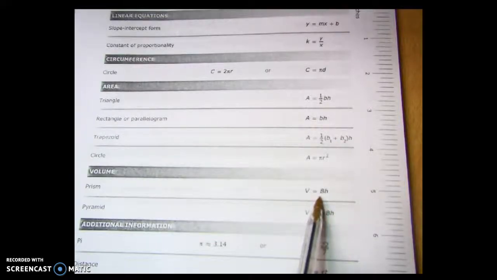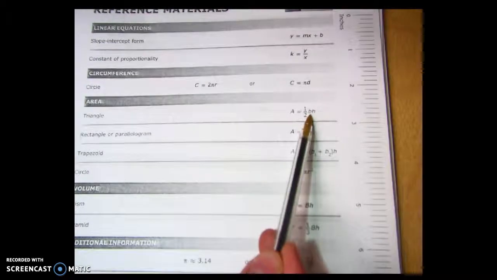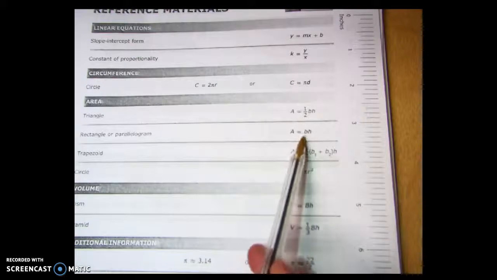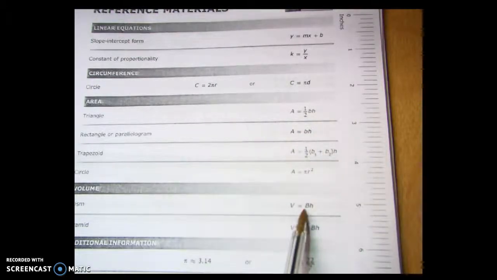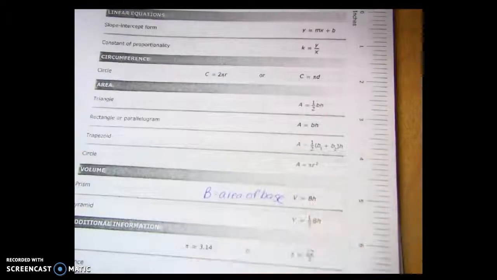Now, the thing about this is, on all of these other formulas that we've talked about, notice it's a lowercase b. And that meant the length of the base. Here were your two bases. Those were all just the length of the base. This one is a capital B. So what that capital B means is area of the base. So it's not just a length, it's the area of the base.